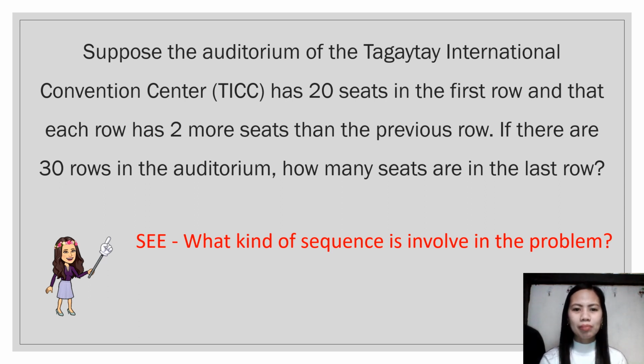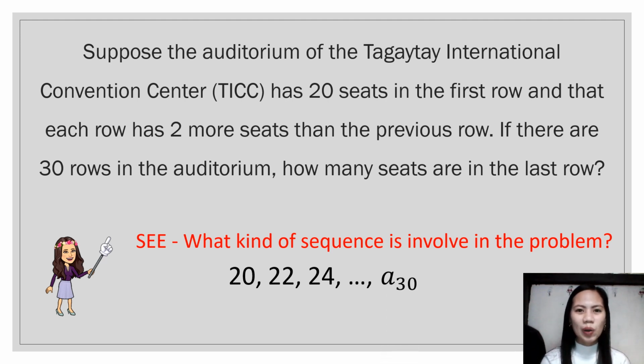Tignan natin maigi yung problem. So, una, given yung 20 seats in the first row. And then, according to the problem, each row has 2 more seats than the previous row. Ibig sabihin, kung 2 more seats than the previous row, nag-a-add kada row. So, 20 plus 2, we have 22 plus 2, we have 24 hanggang makaabot tayo ng 30 rows in the auditorium. At ang tanong, how many seats are in the last row? So, ilang seats ang meron sa pang 30th row?